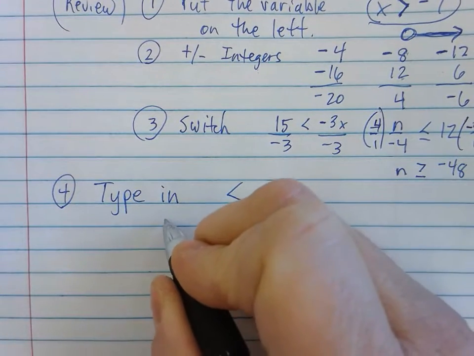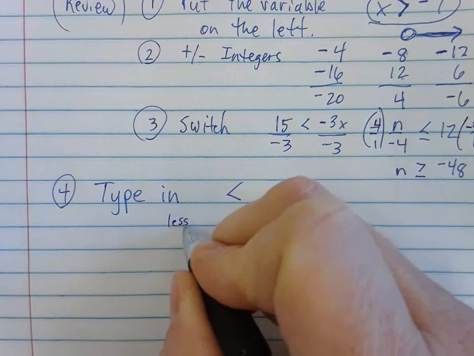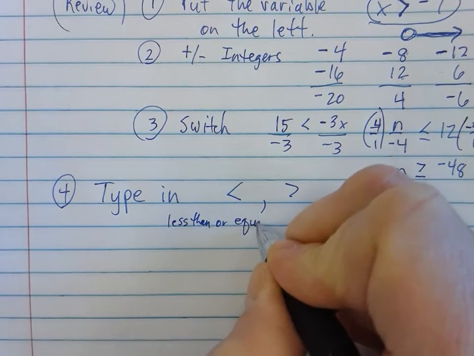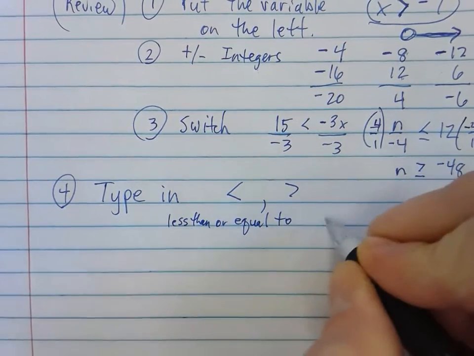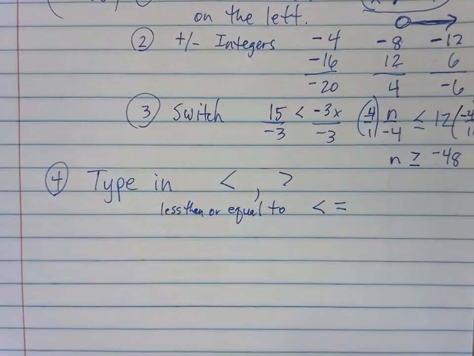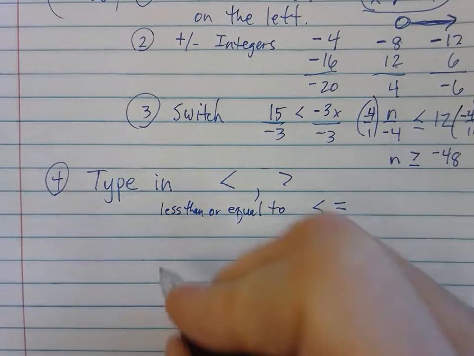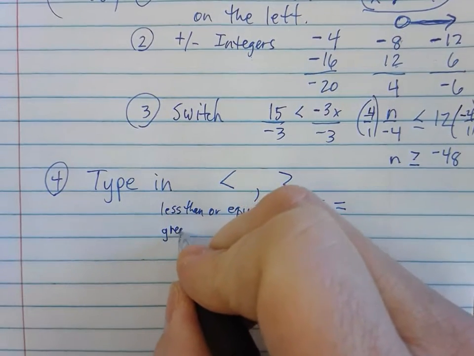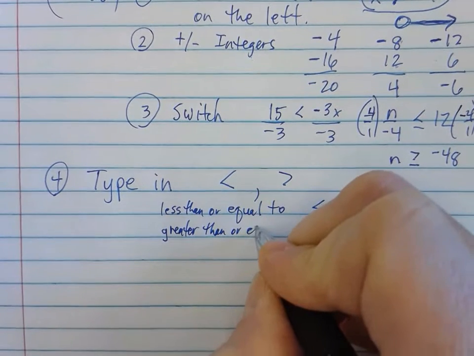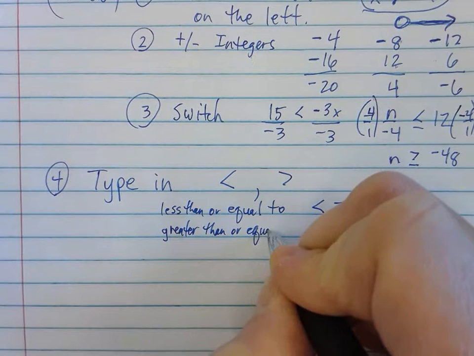So for less than or equal to, I want you to type it in this way. We're going to put the less than sign and then you're going to put the equal sign right after it. So we're just going to put those back to back. All right, for greater than or equal to, we're just going to type those two signs back to back.